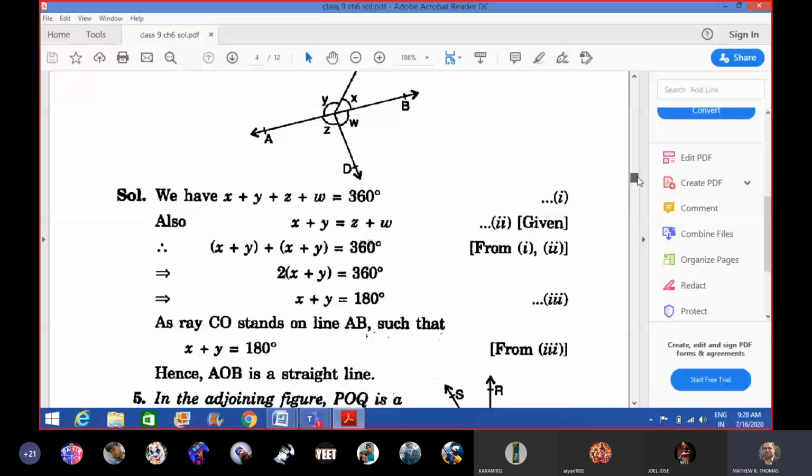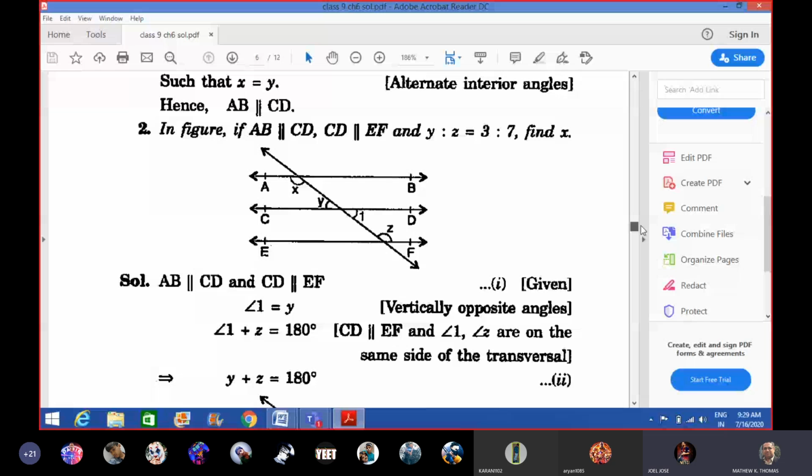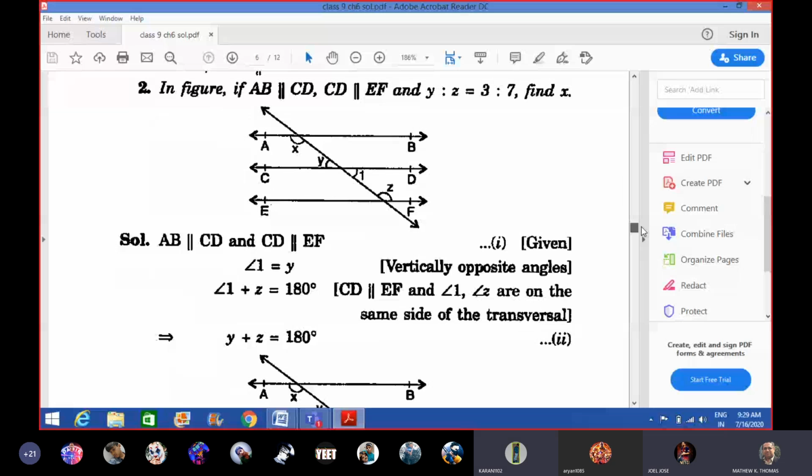Okay, so now you can see this question number 2. Is this clear? Yes, sir. So AB and CD are parallel lines, CD and EF are parallel lines. Angle Y and Z are in the ratio 3:7. Question is find out the value of X. Draw the figure.